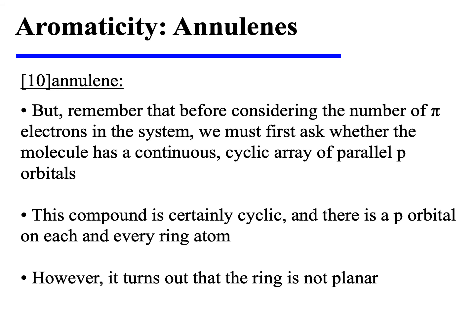But remember that before considering the number of pi electrons in the system, we must first ask whether the molecule has a continuous cyclic array of parallel p orbitals. Well, this compound is certainly cyclic, and there is a p orbital on each and every ring atom. However, it turns out that the ring is not planar.